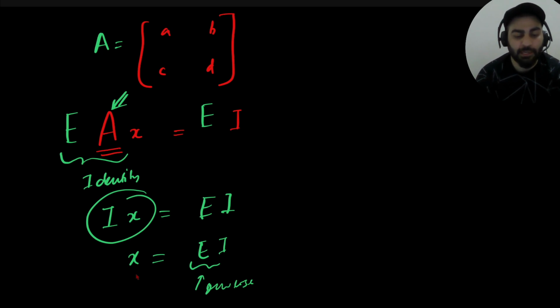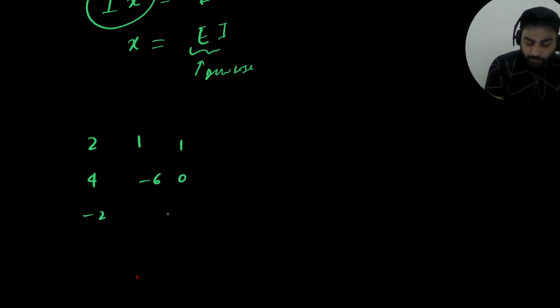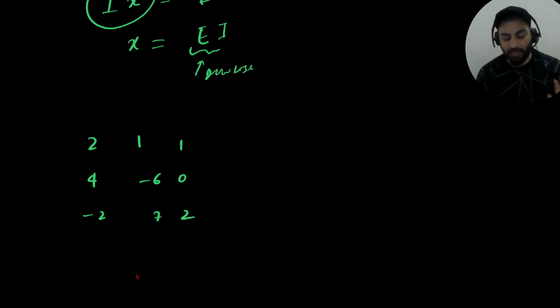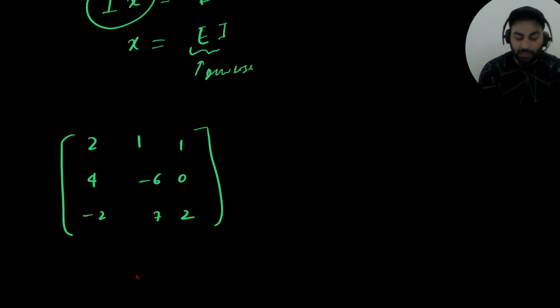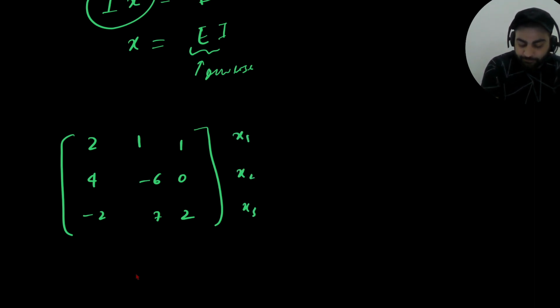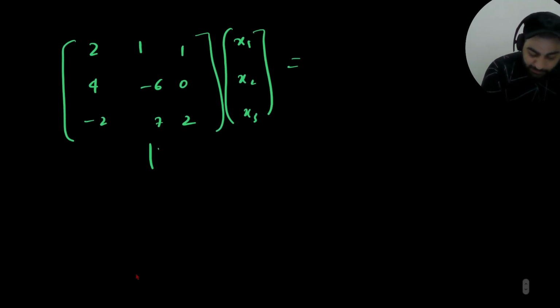I have an example written here. Let me check that because it gets easy for me to cross check the values. Let's suppose we take a bigger matrix: 2, 1, 1, 4, -6, 0, -2, 7, and 2. So this is our equation, with x1, x2, and x3 over here, equal to something. And I want to get the inverse of this matrix.